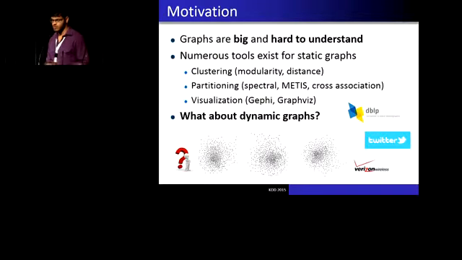So, motivation. Everybody knows graphs are big. They're hard to understand. There are a number of tools that exist for interpreting static graphs, like clustering, modularity tools, partitioning tools like spectral partitioning, multi-level partitioning like METIS, information theoretic partitioning. And there are a number of visualization tools also for rendering large static graphs on your personal computers. But what about dynamic graphs? In fact, not many tools exist for this, despite the fact that dynamic graphs are pretty much ubiquitous in today's world.